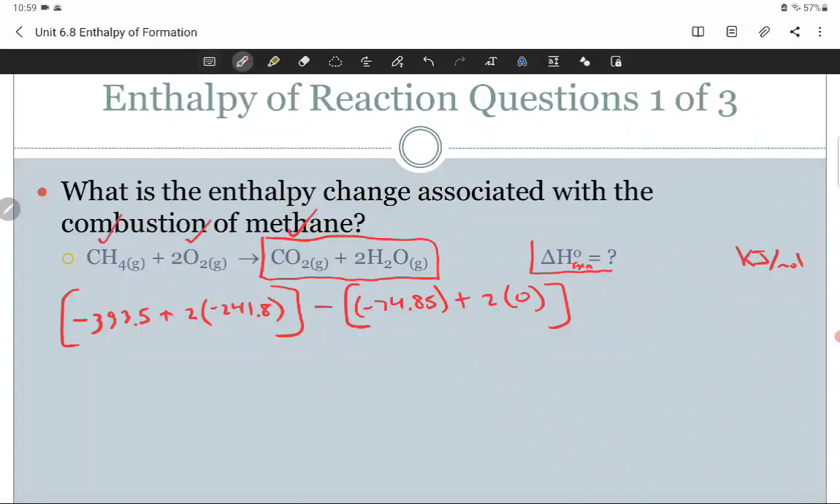Now, let's talk about this for a second. We should have some ideas. This is a combustion reaction. Combustion reactions are always exothermic. So when we do all this summation, we should have a negative answer. If we don't, then we know we made a mistake somewhere with our calculator, or with losing a sign somewhere along the line.